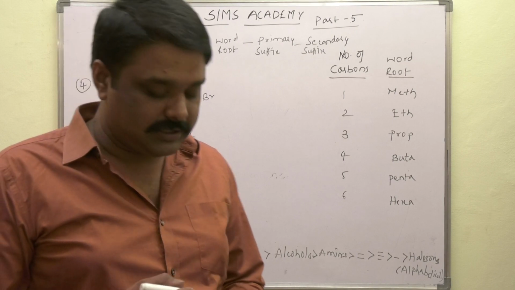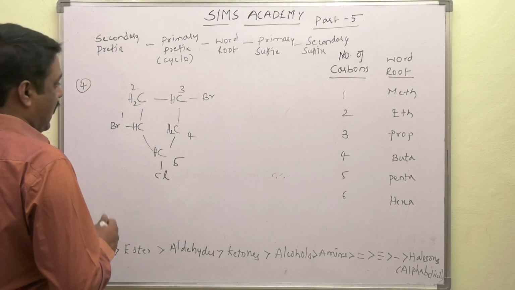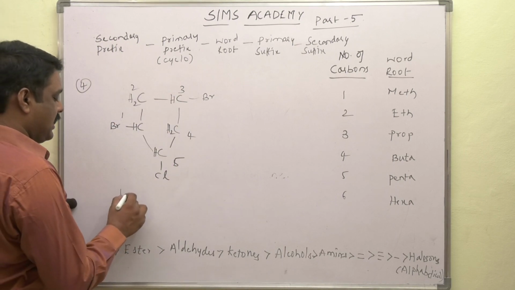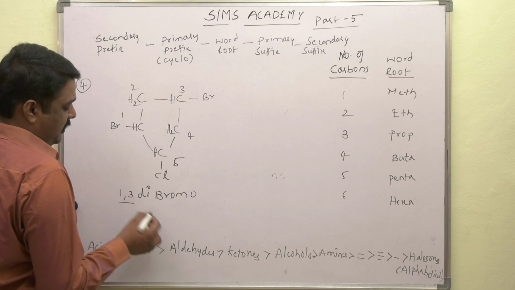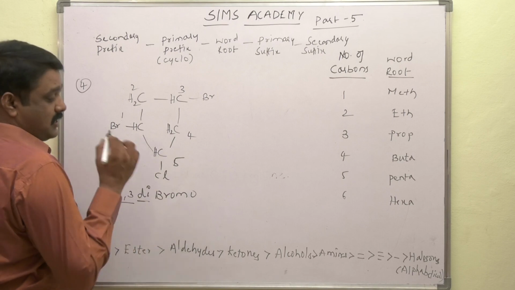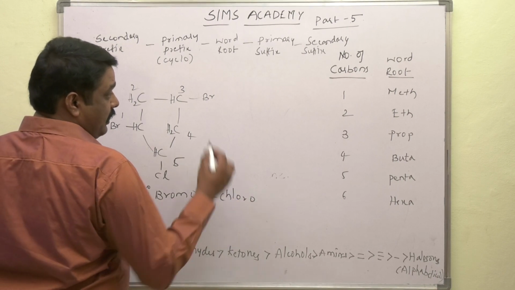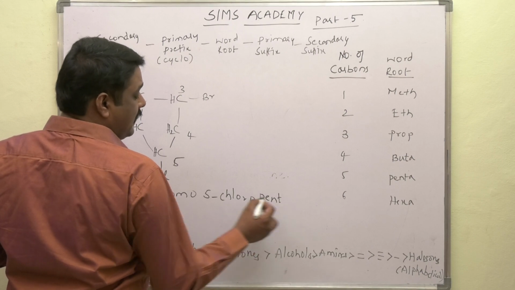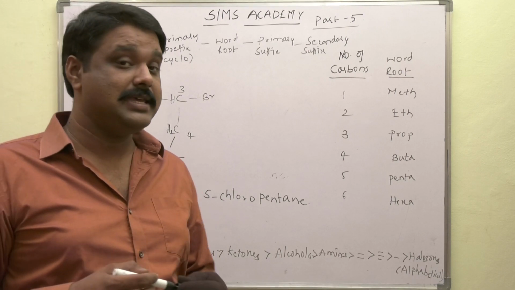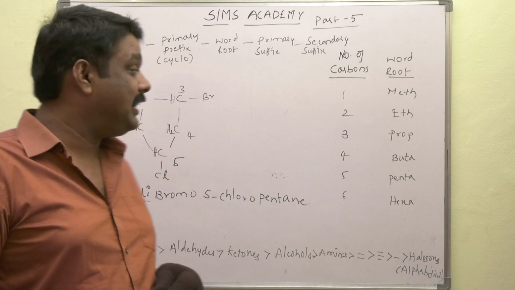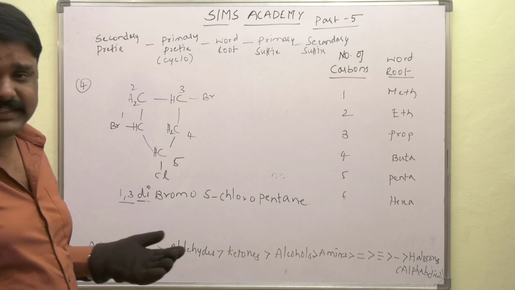Yes, we have 3 substituents. Among them 2 are bromine and 1 is chlorine. Bromine atoms we have at 1 and 3, so 1,3-dibromo, with the numerical prefix. Another substituent, 5-chloro. Word root, pent, all are alkanes, single bonds, pentane. Okay. Now, let us move on to the next example.